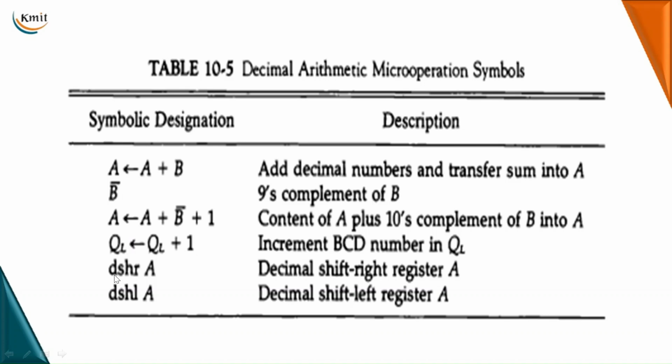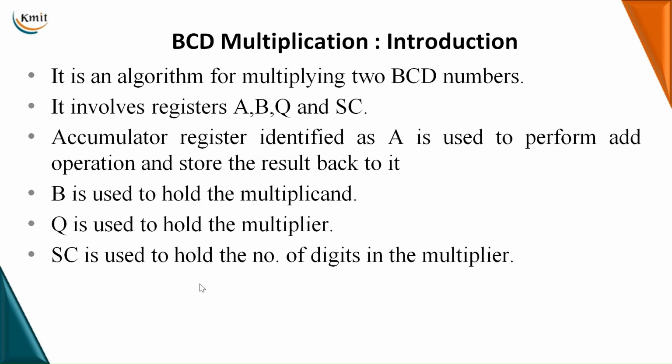The next operation is DSHRA, which is a decimal shift right on the contents of register A. Similarly, DSHLA performs a decimal shift left on the contents of register A. So these are the list of decimal arithmetic micro operations.